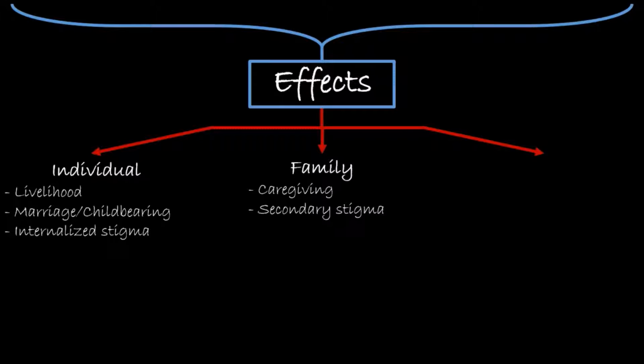And so the second type of effect of stigma is a family effect. So in terms of caregiving, oftentimes family members pull back on the care for that individual, whether it's because of that fear of transmission, or because of that anger, that sense of blame towards the individual who is HIV positive. But there's also a secondary sense of stigma. We call it secondary stigma. Community members also stigmatize the family because they believe that family members can also contribute to the fact that the person got infected with HIV.